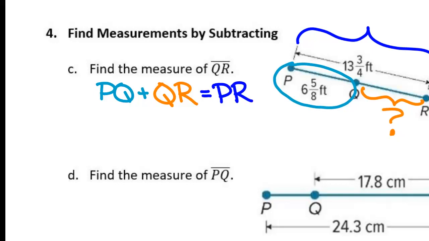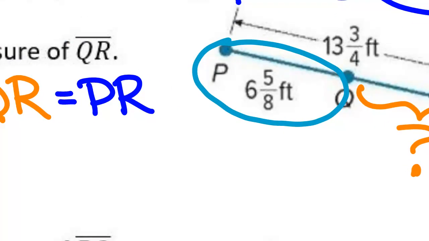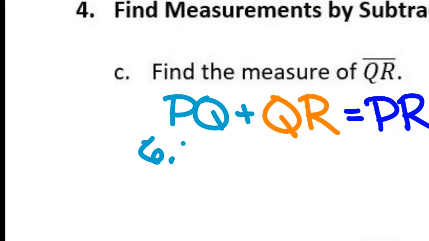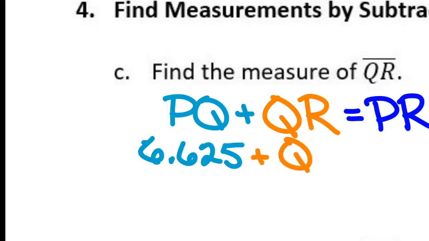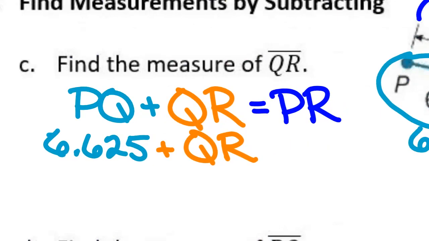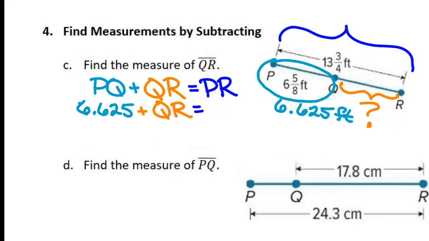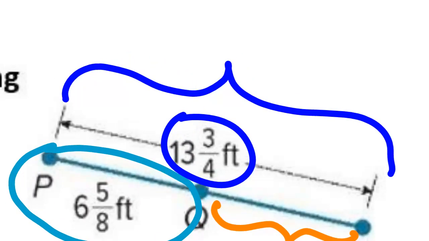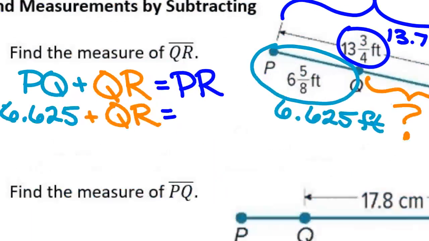Segment PQ is 6 5/8 inches. Can somebody do 5 divided by 8 on your cell phone calculator for me? 0.625. So this would be 6.625 feet. So 6.625 plus, I'm going to leave this QR since we don't know how big it is, equals, what is 3/4 in decimal form? Yep, so 13.75.